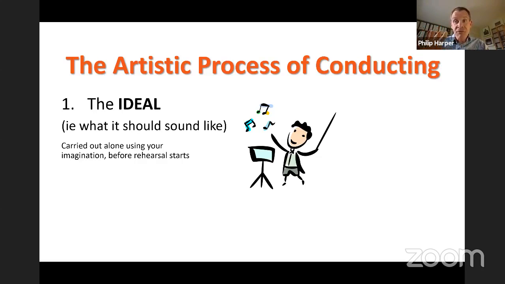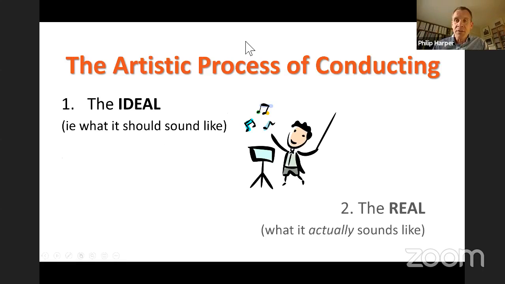And as I've said, every time I've spoken about the artistic process on other webinars, this part of the process is actually carried out alone, using the conductor's imagination. Sometimes you can get advice and help from other people, and you can ask people to clarify certain points, or ask for their opinion. But essentially, this part of the process has to happen up here, in the conductor's brain, in the conductor's imagination. It has to happen before rehearsal starts, before your interaction with the group begins. That's the first part of the process.